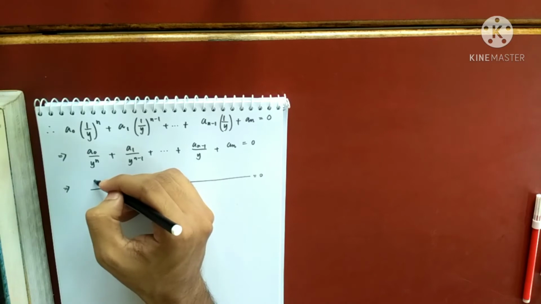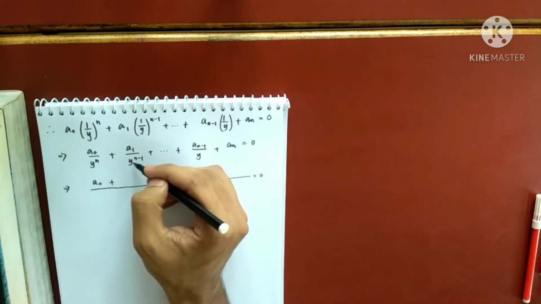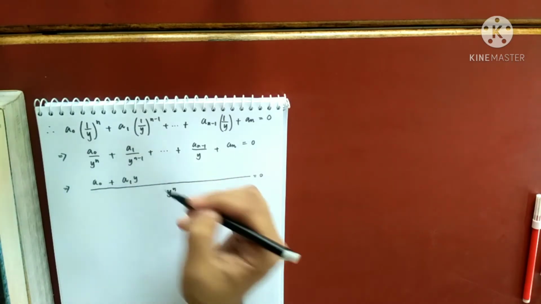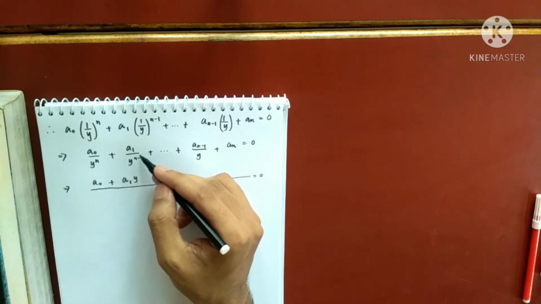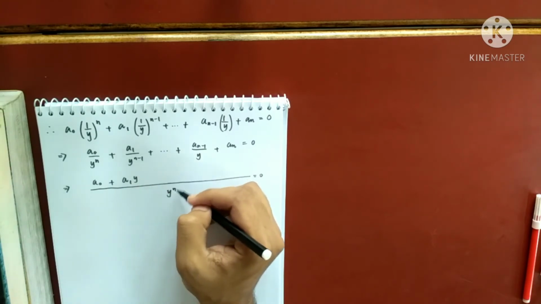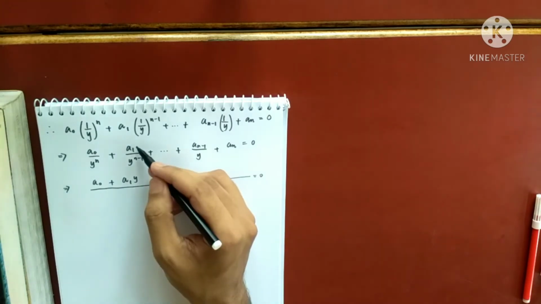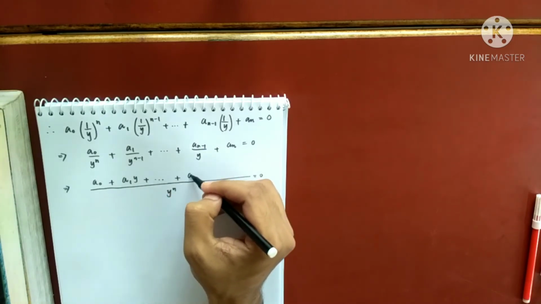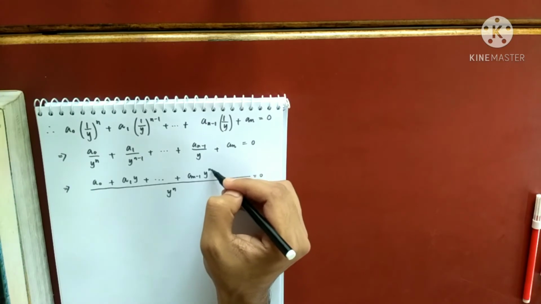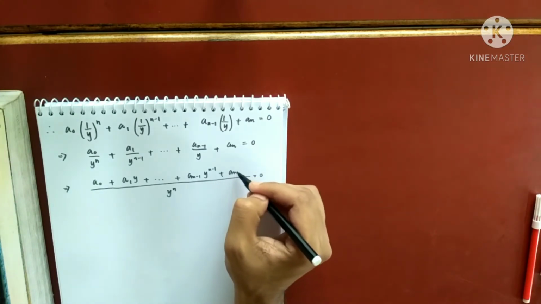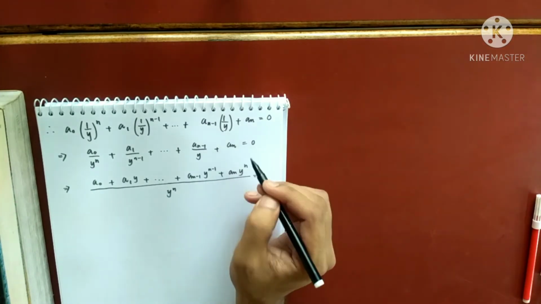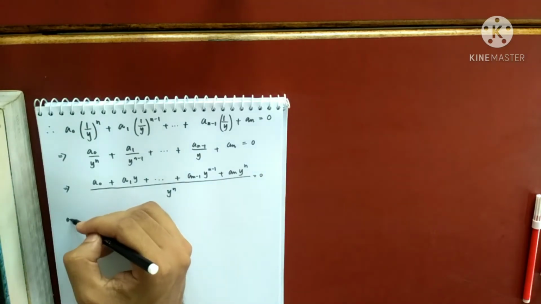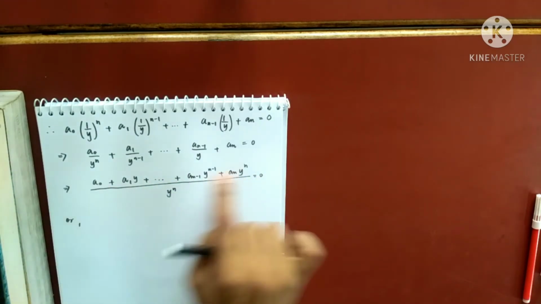So I'll remain here with a0. I'll remain here with a1 y, because here there are n minus 1 y's and here it is n y. So 1 y is not there, so I will write here y. And so on. Here I will write y to the power n minus 1 and here I will write a n y to the power n.